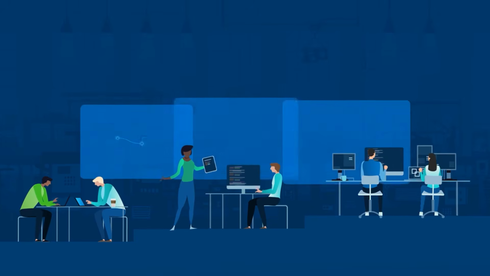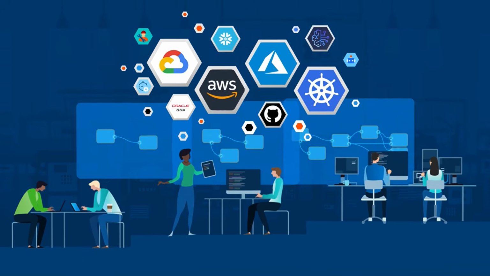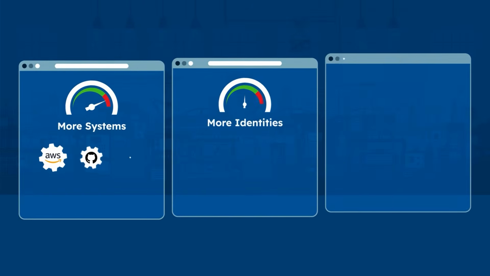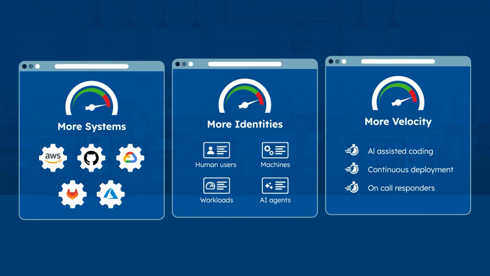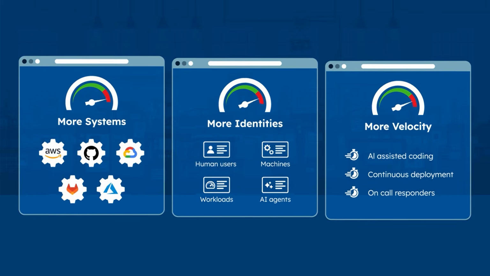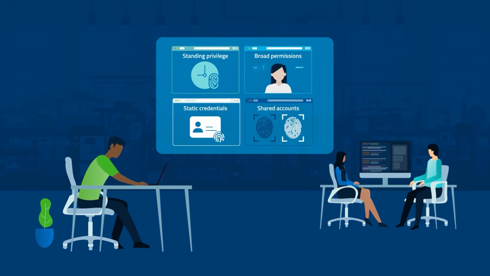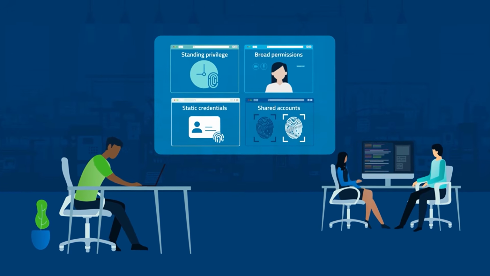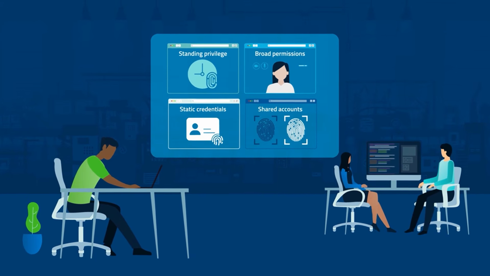Today's engineering teams move fast, and production environments are more complex and expansive than ever before. From AI-assisted coding alongside modern practices like continuous deployment, developers need access to production systems in real time. But security teams can't afford to rely on broad, persistent permissions. We know that the risk associated with standing privilege is simply too high.